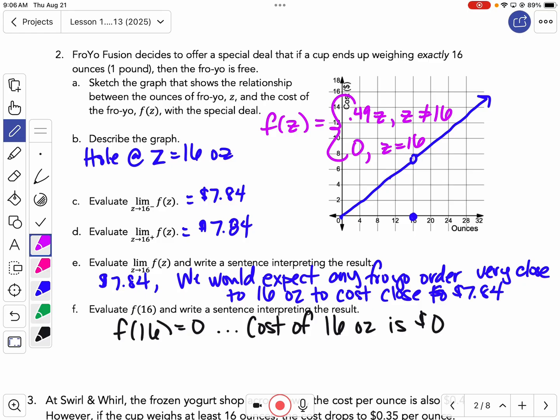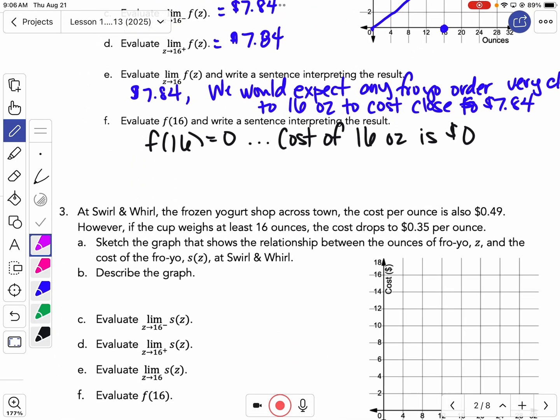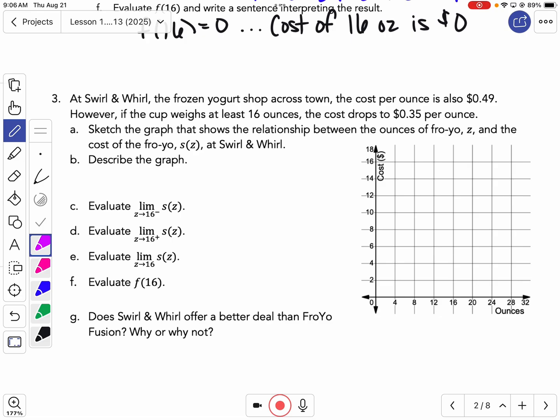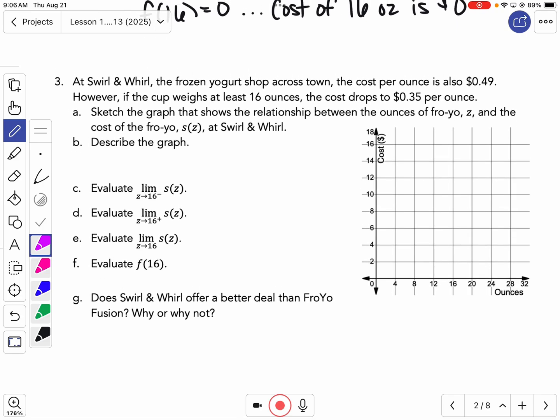Okay, so then we go to the Swirl and Whirl. The names get better, okay, as we go. All right, so we go to the Swirl and Whirl. And at the Swirl and Whirl, the frozen yogurt shop across town, the cost per ounce is also 49 cents. However, if the cup weighs at least 16 ounces, the cost drops to 35 cents per ounce. Okay, so we want to sketch this graph.